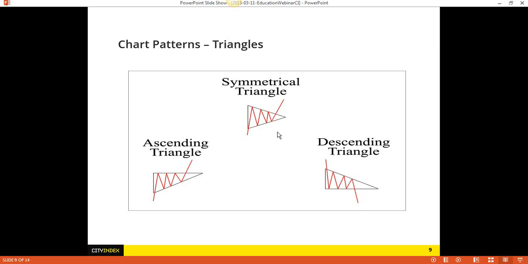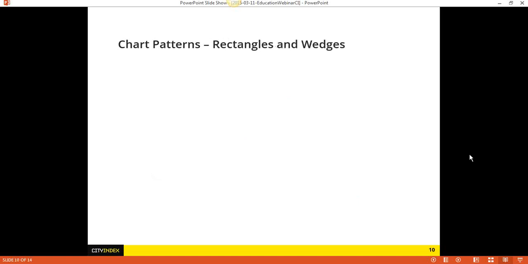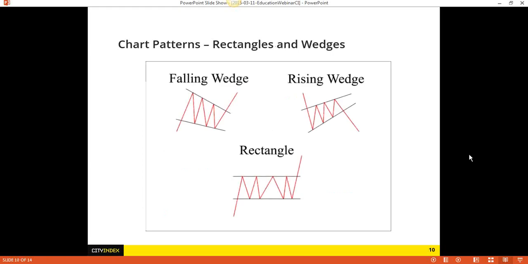Okay, and that really applies to all types of triangles. So I really don't like to give these names to all these triangles, because for me they're all telling the same story. After a trend and a consolidation, you're looking for a continuation of the trend. We can see this all over the charts, which I'm going to show you. Rectangles and wedges, same thing.